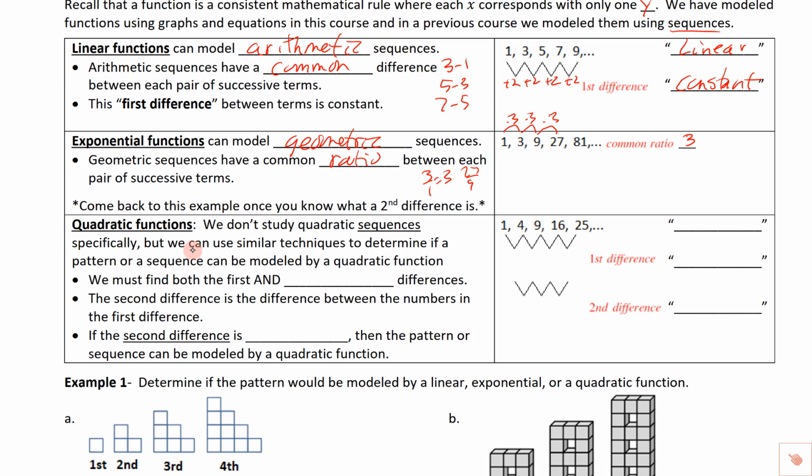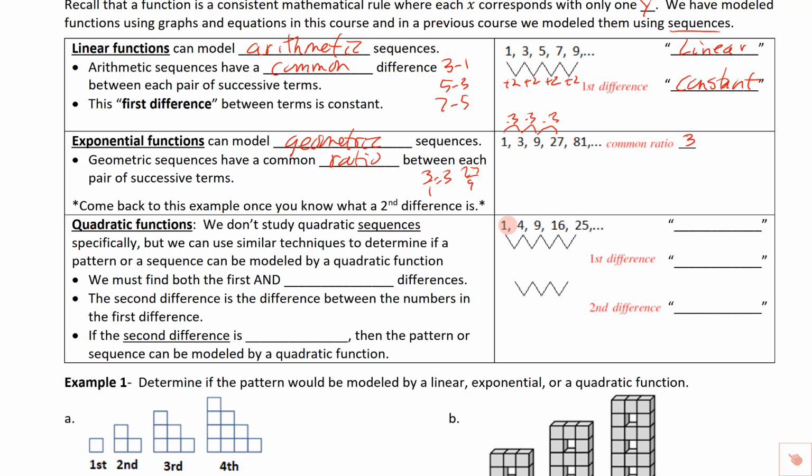So I'm going to come down here and let's take a look at what happens when we have a quadratic. We don't study quadratic sequences in any depth or anything like that. We usually just stick with arithmetic and geometric sequences, again, modeled by linear and exponential functions. But we can find the first difference. And let's go ahead and do that, and we'll notice something about it. So again, the first difference is just the difference between every successive pair of terms.